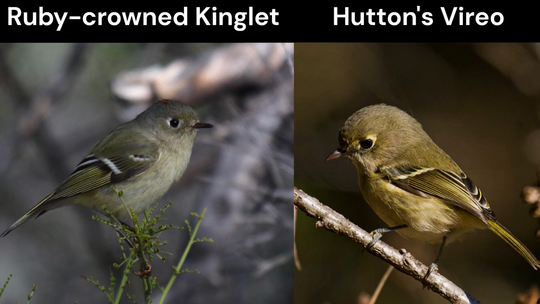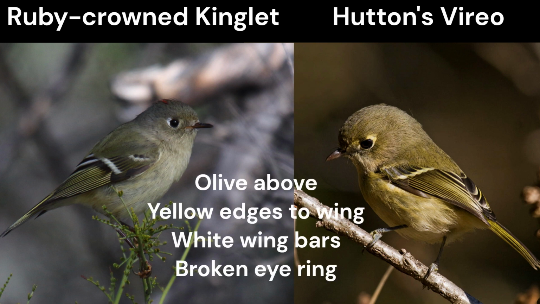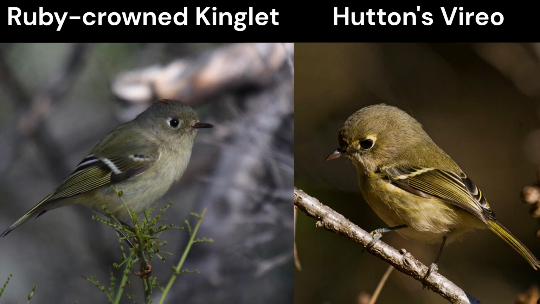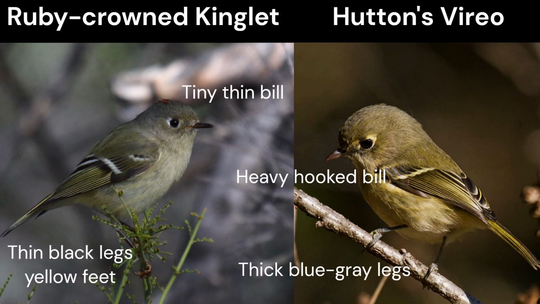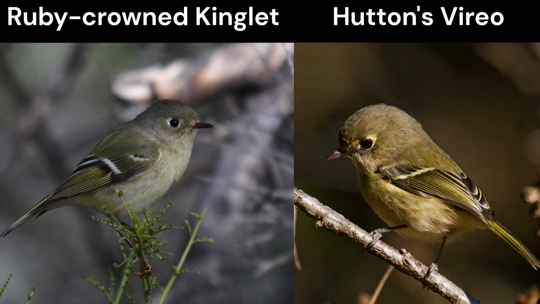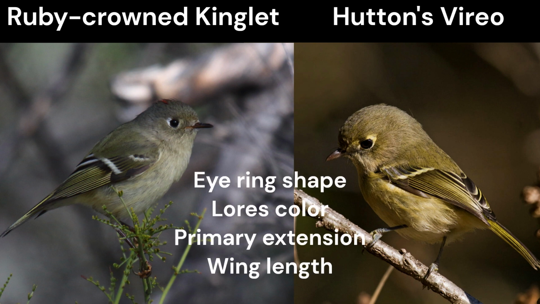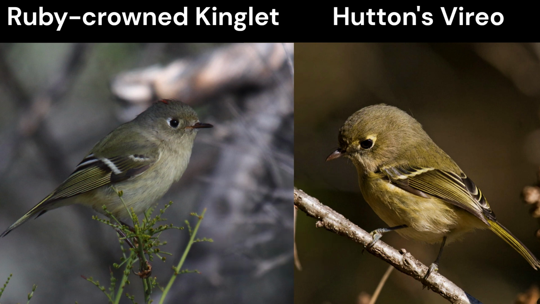Both birds are small and compact. They are olive above, paler below, with yellow edges on the wing and tail feathers. Both species also have wing bars and a broken eye ring. The important differences to note for identification purposes are bill shape, leg and feet size and color, and the black secondary bar below the greater coverts on the Ruby-crowned Kinglet. Other differences include eye ring shape, the pale lores on the Hutton's vireo, primary extension, and wing length. These marks may not be mentioned in the text of the field guides, but they are illustrated.